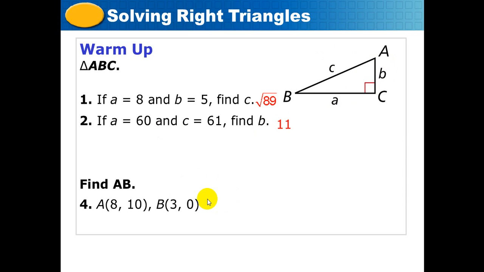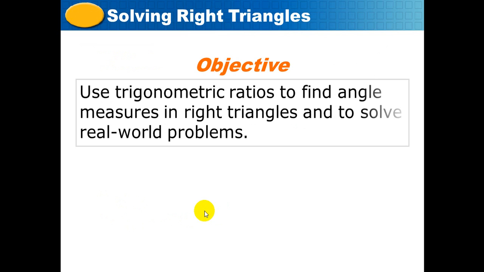Example number 3, find the distance between A and B. To get the distance between A and B, using the distance formula, it equals the square root of the squared difference between x, 8 minus 3 squared, plus 10 minus 0 squared, which equals 5 root 5. Use trigonometric ratios to find the angle measures in right triangles and to solve real world problems.